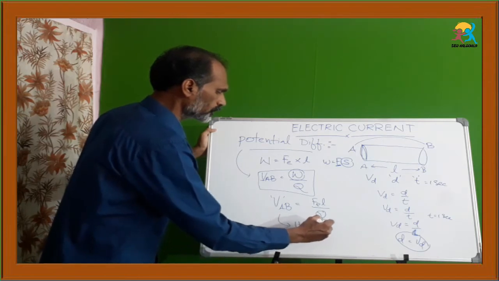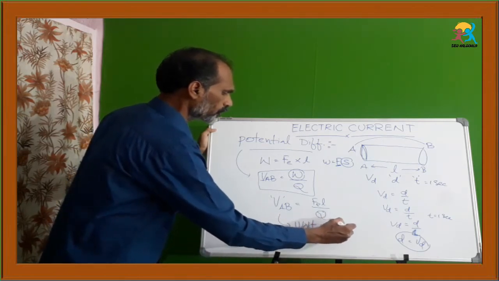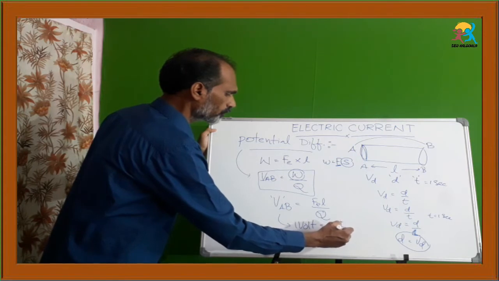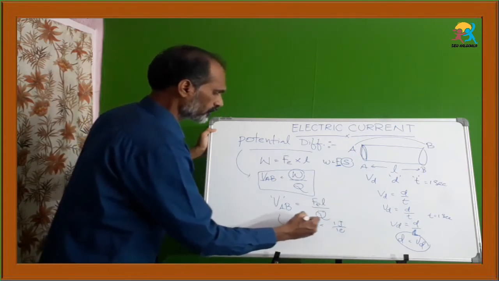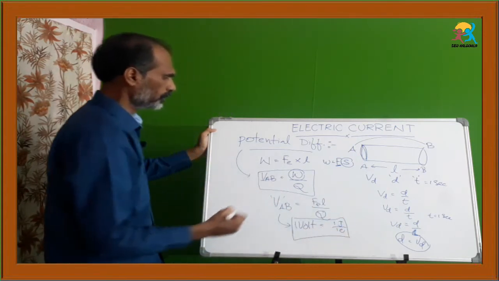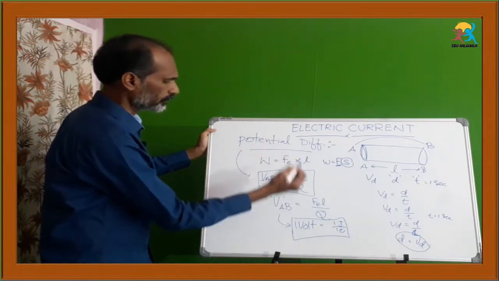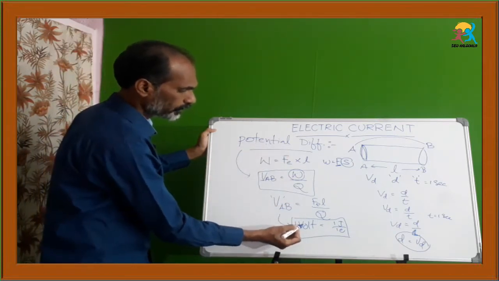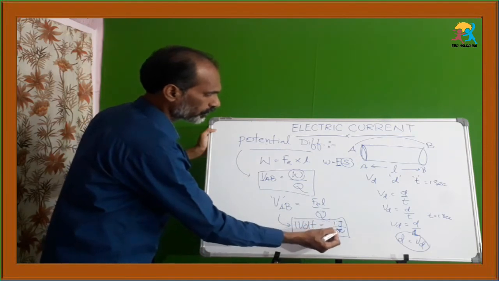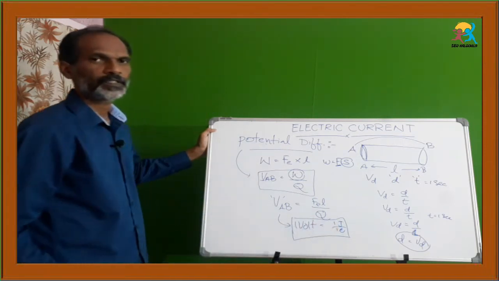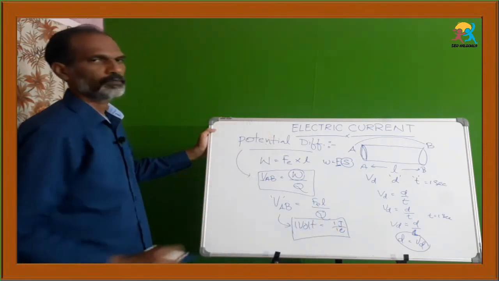So 1 volt is equal to 1 joule per 1 coulomb. It means potential difference is calculated in terms of volt. Here 1 volt can be defined as 1 joule per 1 coulomb.